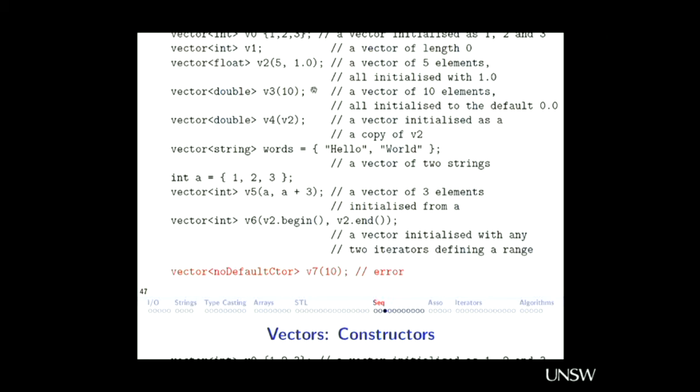The fourth one there, for a vector of doubles, v3(10) makes it 10 elements in size, and they're all defaulted to zeros. You've got a copy constructor there taking in v2. Remember v2 here was a float, this is a double, so you've got type promotion going on, some typecasting. But that's fine.